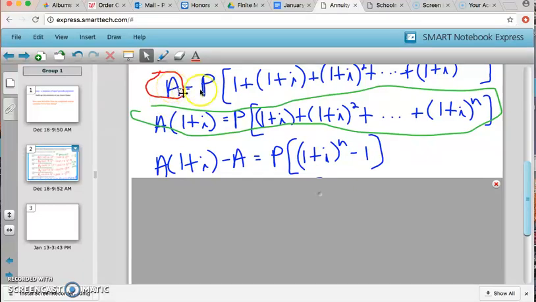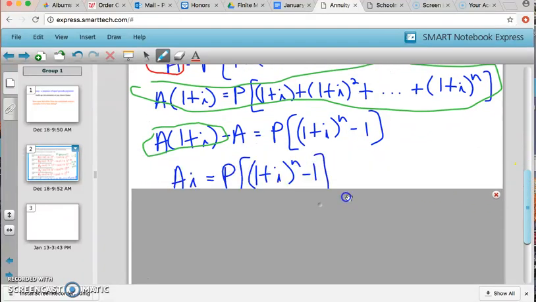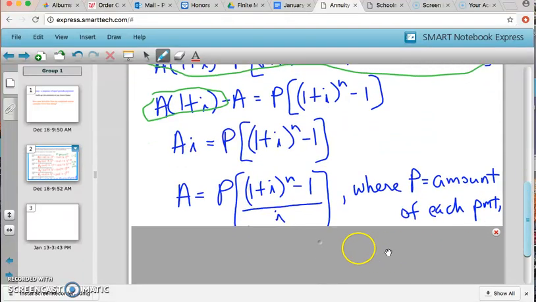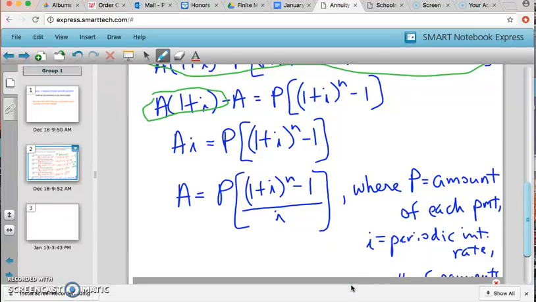We get terms that cancel out in the middle. Notice I've got a 1 plus I here and here. Those are gone. 1 plus I squared here and here. Those are gone. All that's left when we take the green equation minus the red equation is what you see here. This equation. We'll simplify the left and then divide both sides of the equation by I, and we get the formula that you see in section 6.3 of your textbook for the accumulated value of an annuity.